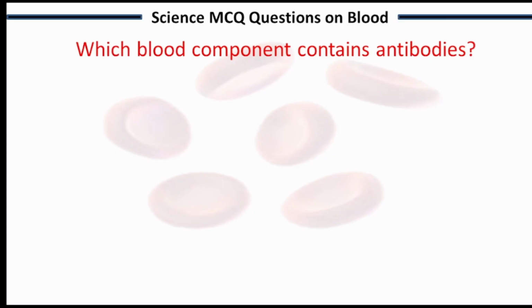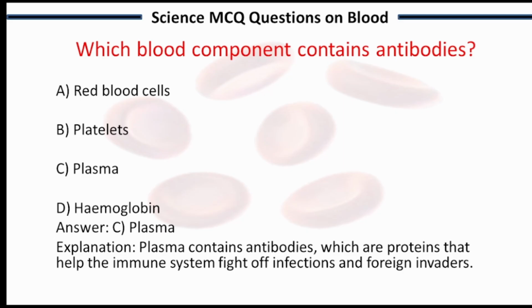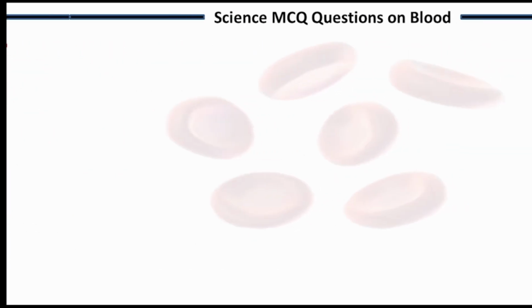Which blood component contains antibodies? A. Red blood cells, B. Platelets, C. Plasma, or D. Hemoglobin. Right answer is plasma. Plasma contains antibodies, proteins that help the immune system fight off infection and foreign invaders.